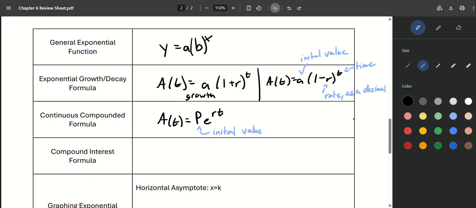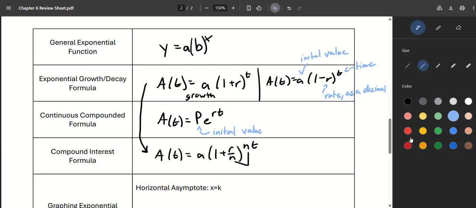Okay. A of t for continuous, not continuous, we're not doing that one. Compounded interest. It's a, yeah, to the, what was it? Yes, perfect. So this is a very close relation to the one up above, down below. But what is n? In t. Yeah, so the number of compounded events in t.